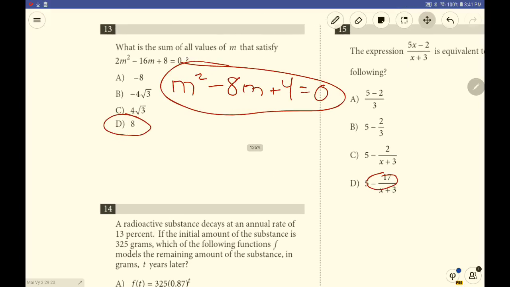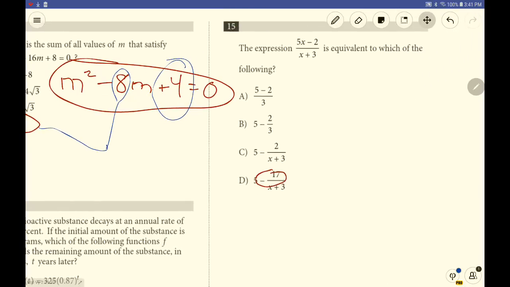Number 13, if you divide everything by 2, you get a quadratic equation where the leading coefficient is 1. Therefore, the sum of the two roots, which is what they want in this question, is the opposite of the middle coefficient, so 8, and that's right. If they were asking for the product of the two roots, it would be this exactly, including the sign, positive 4.